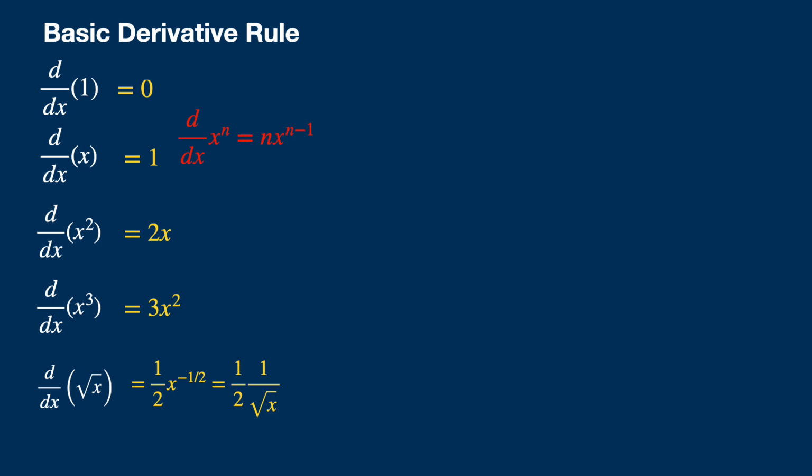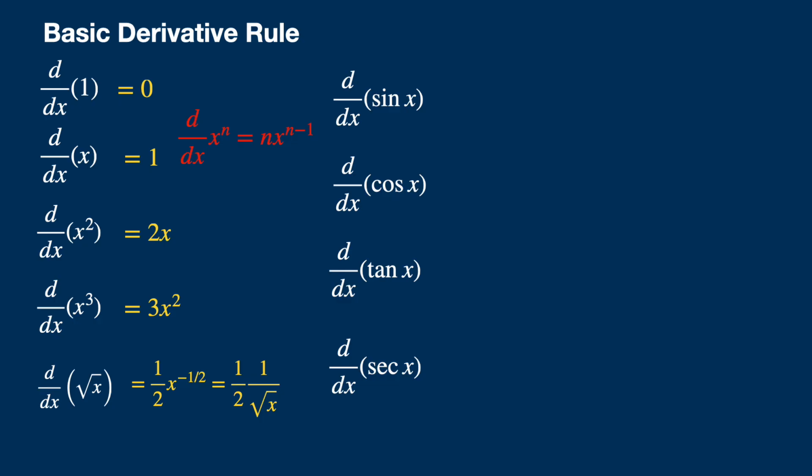Now, let's move on to trigonometric functions. I'm going to give the trigonometric functions right here. Find the derivative of each trigonometric function. First, the derivative of sine x is cosine x. The derivative of cosine x is negative sine x. The derivative of tangent x is secant squared x. The derivative of secant x is secant x tangent x.